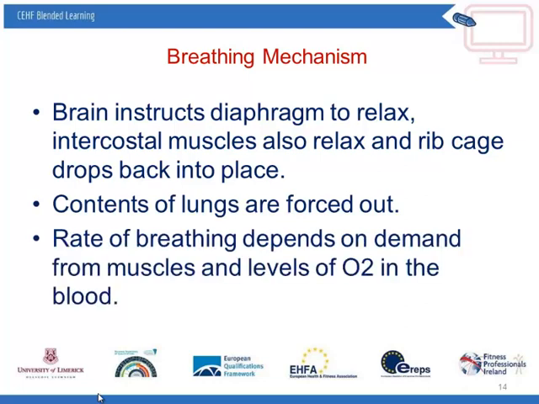Our rate of breathing then is dependent on how much oxygen our bodies require. So when activity levels increase, more oxygen is required, and this then causes our rate of respiration to increase.